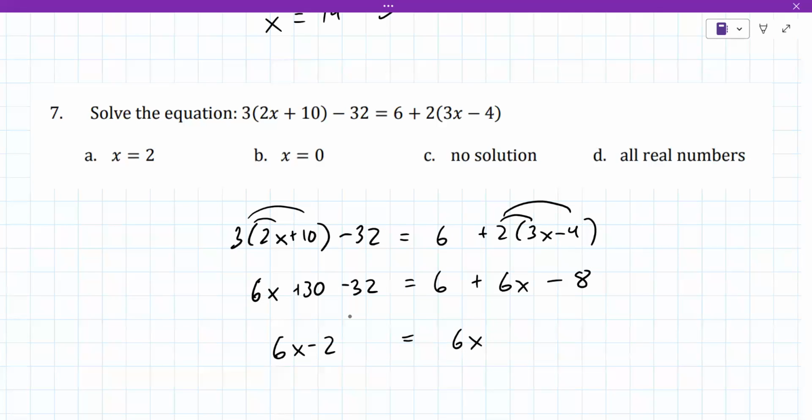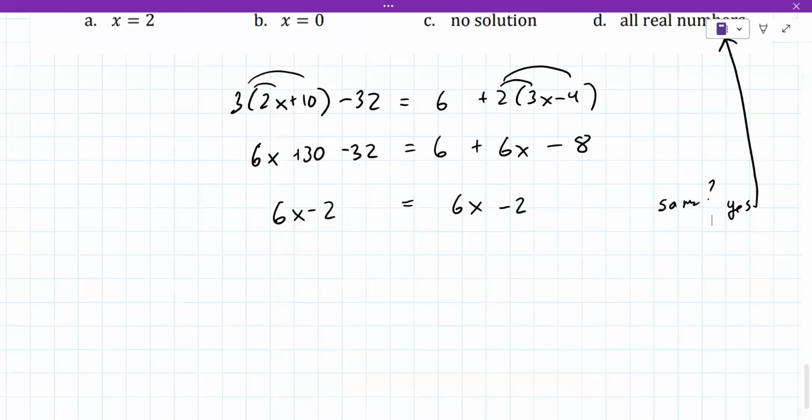What does that become? 2. Wait. 6, 7, yeah, 2. You have $6 and you owe someone $8. Oh, -2. Yes, -2. Are these the same? Yeah. When they're the same, it's all real numbers. All real numbers. Okay. Any questions on that? No.